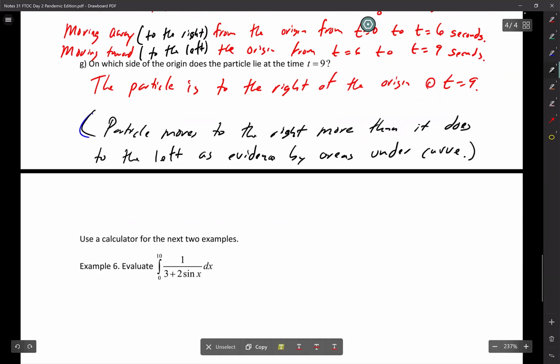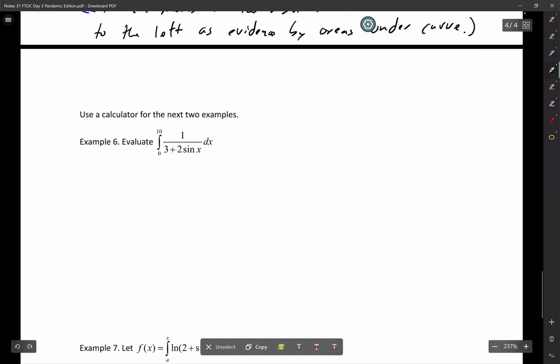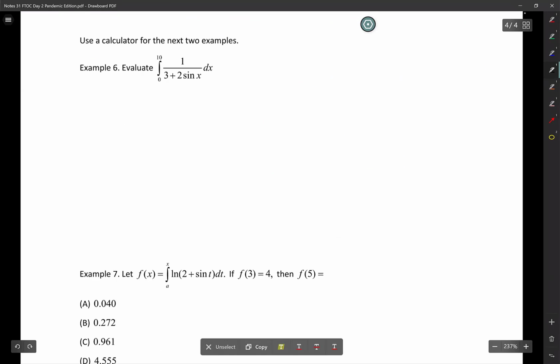Okay, finally, we're almost done. We just got these 2 questions and they're calculator questions. I'm going to show you how to do it in Desmos, and I don't want you to cheat, guys. Don't cheat your way. Make sure you know how to do this on a calculator, TI-84, TI-Nspire. But for now, I'm going to do it with Desmos. So it says to evaluate the integral from 0 to 10 of 1 over 3 plus 2 sine x. Something like this, you need a calculator.